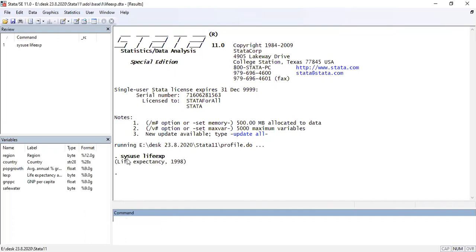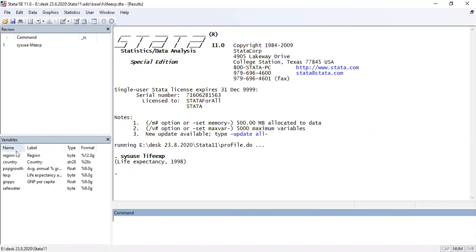Okay, here see: sysuse lifeexp. The file is actually a life expectancy file from 1998. What are the variables here? To the left, here are the variables in that file. Everything is now ready to use.